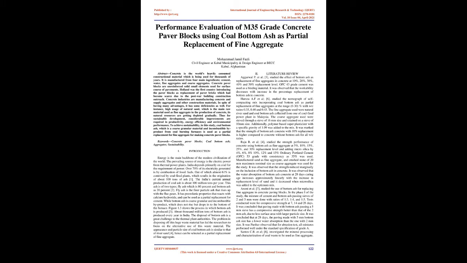The problem of disposing of this huge waste material has led researchers to focus on alternative uses of it. The appearance and particle size of coal bottom ash is similar to that of river sand, hence it can be selected as a partial replacement of fine aggregate.